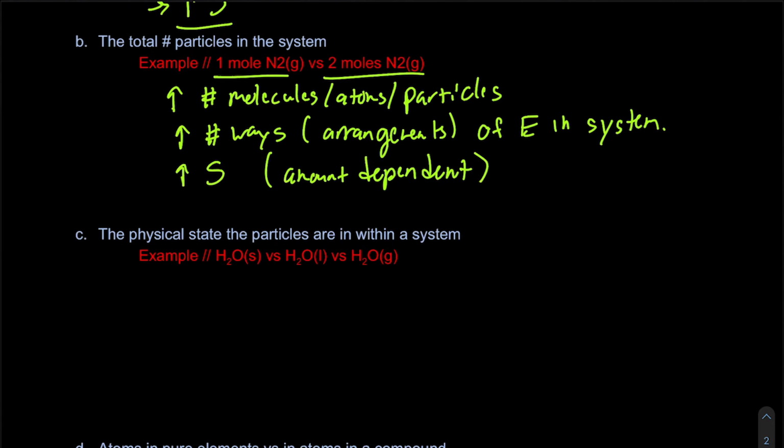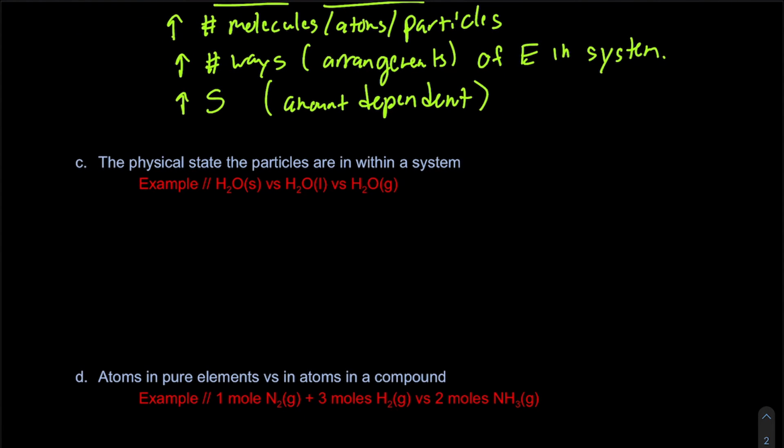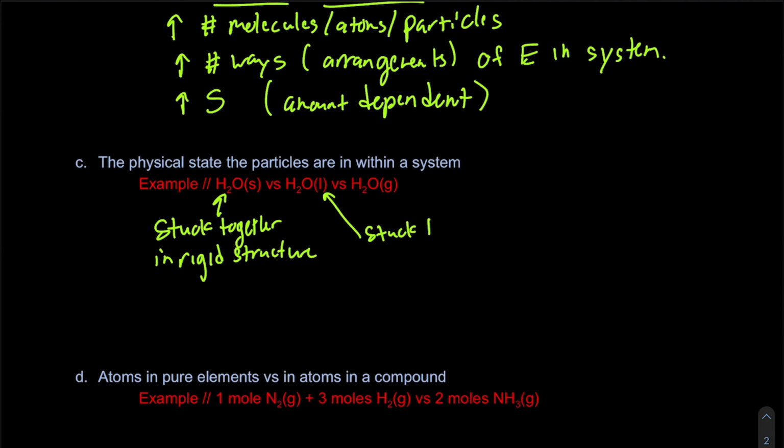Now the next one we want to think about is the physical state of the particles within a system. So let's say we have solid water, liquid water, and gaseous water. When we think of solid, we can think of these as stuck together in a rigid structure, right? So these water molecules are stuck together in a rigid structure. We think of water as a liquid. These are still stuck together, but they are fluid, right? These water molecules, we can pour them, we can move them, they're fluid.